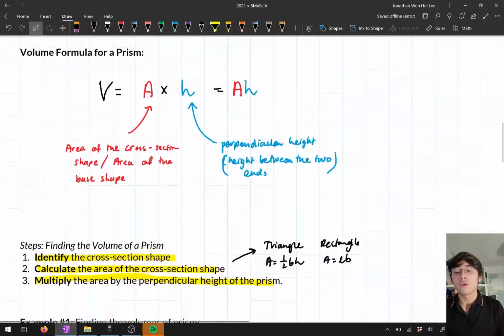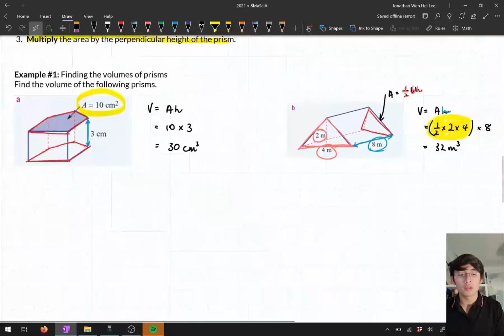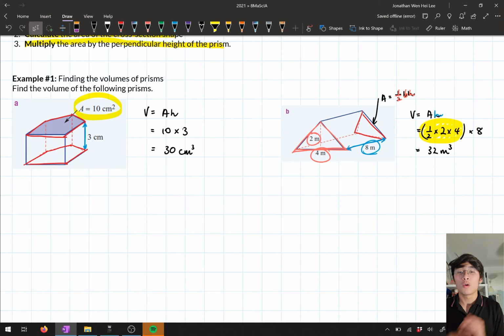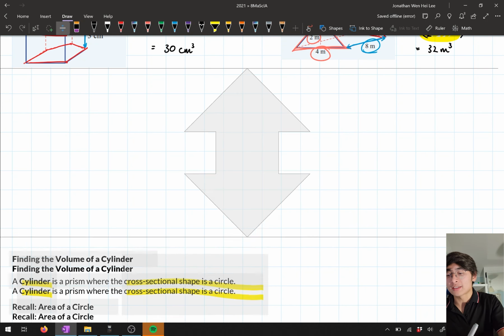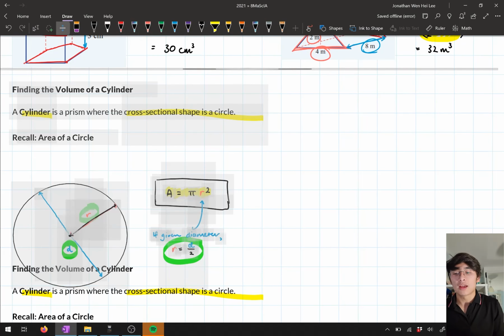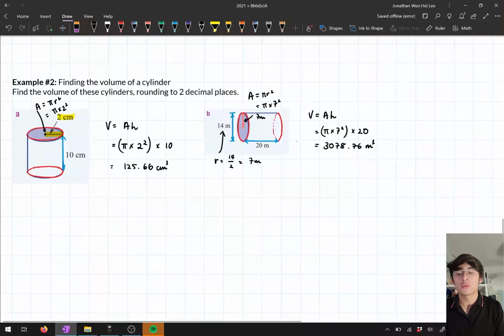We talked about the volume formula for a prism. V is equal to AH, where A is the cross-sectional area and H is the perpendicular height between the two cross-section shapes. And so we actually went through a few examples where we needed to calculate the volume of a prism. We found the area of the cross-section shape, and then after we found the area of the cross-section shape, we multiplied by the height between the two shapes. And we also talked about cylinders, where cylinders were a special case of a prism. A cylinder was just a prism where they had a cross-section shape of a circle, and what we had to do was we found the area of the circle, then we multiplied it by the height.